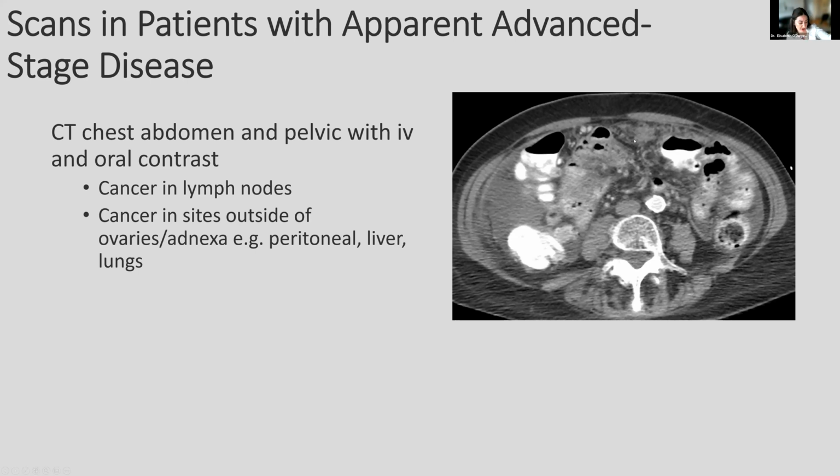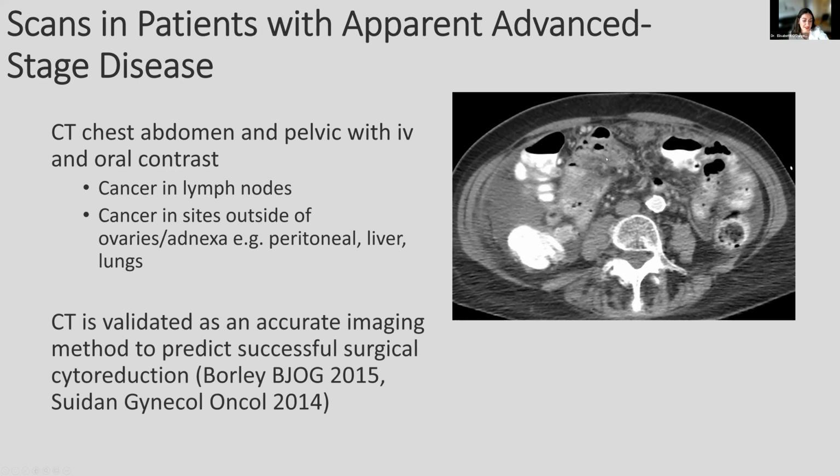And this is suspicious for peritoneal disease. So CT is validated as an accurate imaging method to predict successful surgical cytoreduction. And that's because we can be quite helpful when we see tumors greater than 1 centimeter for identifying peritoneal disease. We're not as good with tumor size less than 1 centimeter, and that's why laparoscopic staging is still so important. But we can be very helpful in showing which patients probably have a higher risk of having more widespread disease than others.